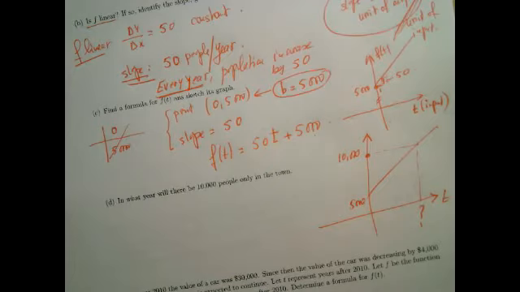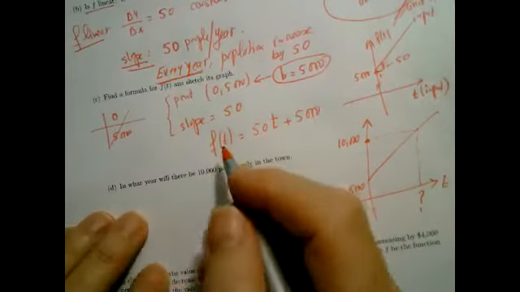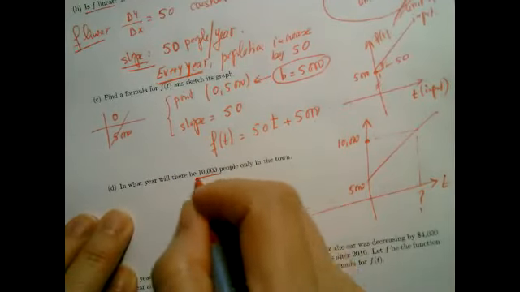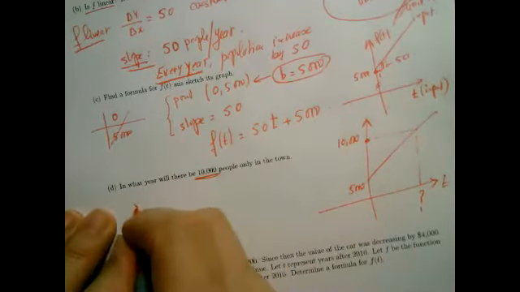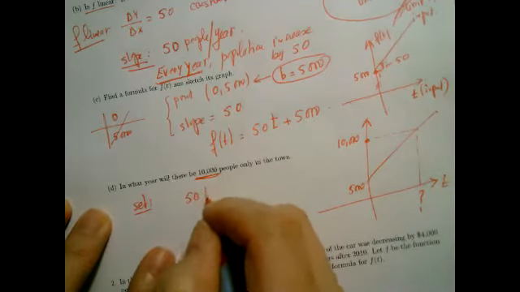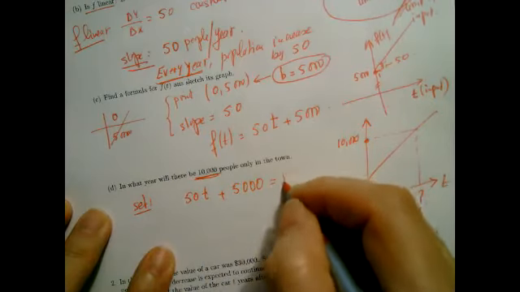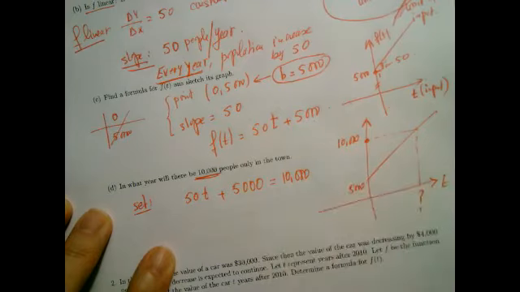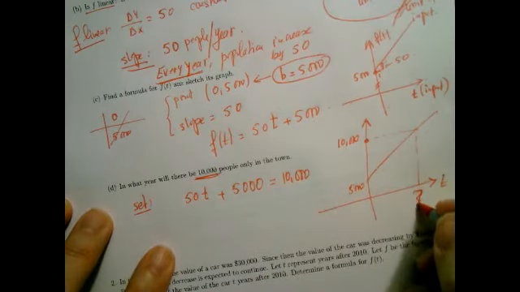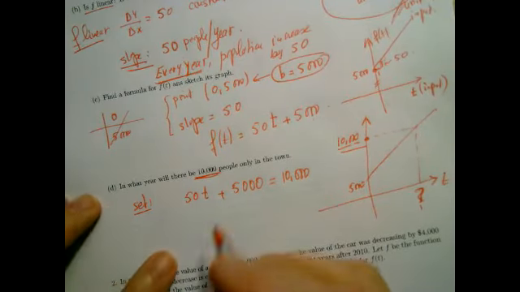100. Anybody agree with Connor? All right, so let's see how we're going to do that. We want the output to be 10,000, so we have to find the time such that 50t plus 5,000 equals 10,000. That's really what we want. Which time will give me an output of 10,000? It's a simple equation that we have to solve.